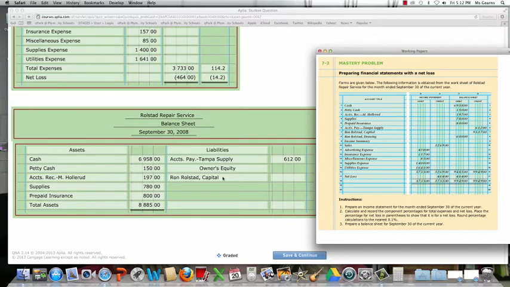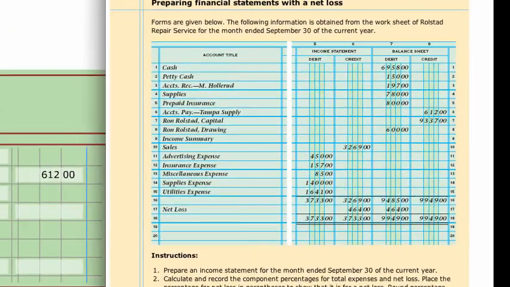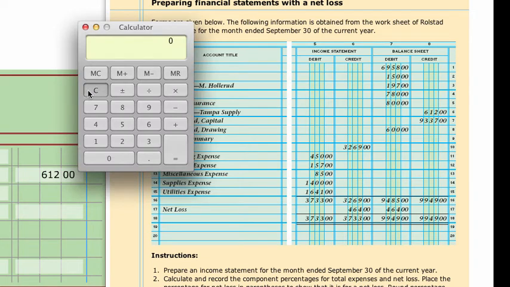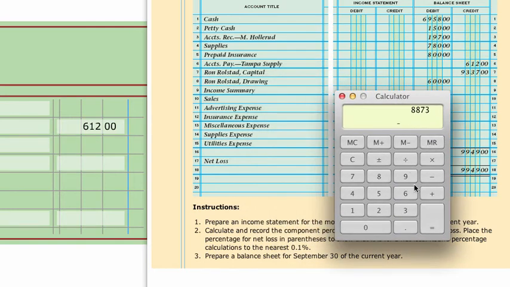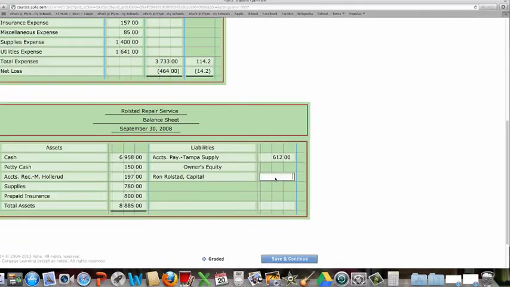Because I have a loss this time, I need to take the amount of capital from my worksheet, and this time I'm going to subtract my loss and subtract drawing. So I'm going to take my 9,337 minus my loss of $464 minus drawing, which is 600. That leaves me with 8,273 for my capital.